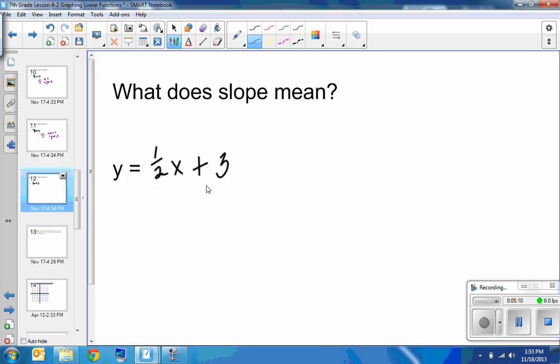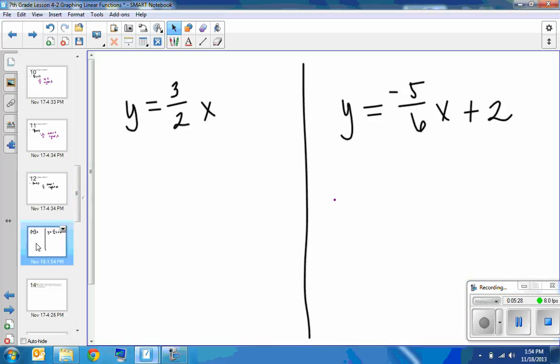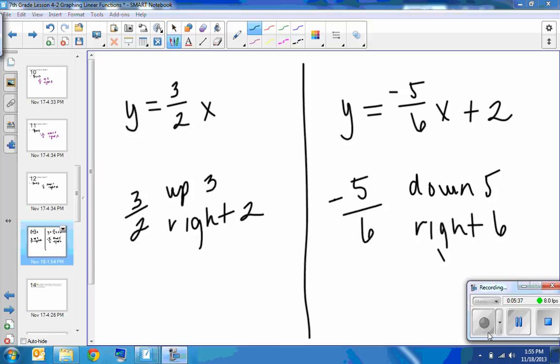Go ahead and try this one. What's the slope, and write what it means. You should have gotten this means down 1 to the right 2. Down 1 to the right 2. Try 2 more on your own. So the slope is 3 over 2, so up 3 to the right 2, and this means down 5 to the right 6.